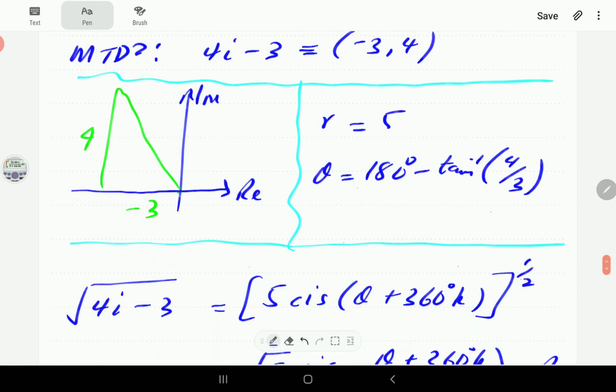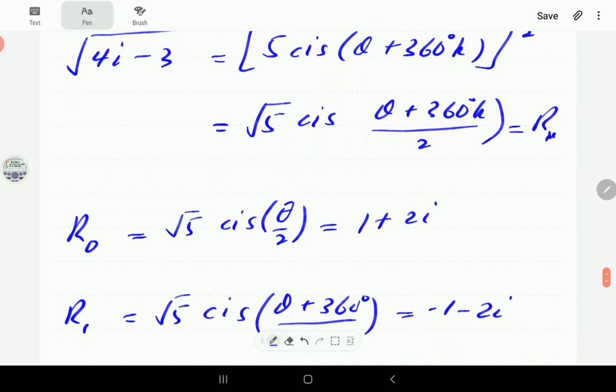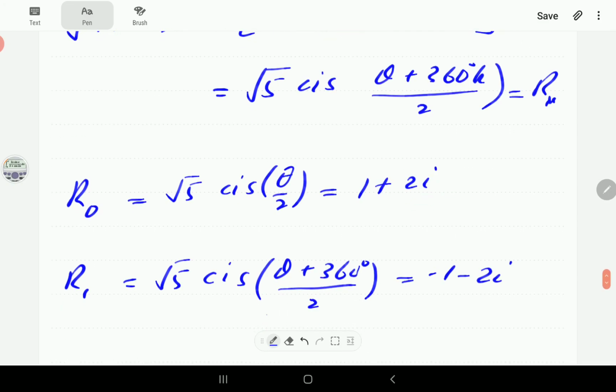Then using the de Moivre's approach, first write this in polar form. r is going to be 5, because you can see this is going to be the 3, 4, 5 triangle. Then theta is going to be 180 minus inverse tan 4 over 3. Then if we punch this into the formula, for the first one here, we have square root 5 times cosine theta over 2, that gives us 1. And times sine, it gives us 2. And this is the other one.